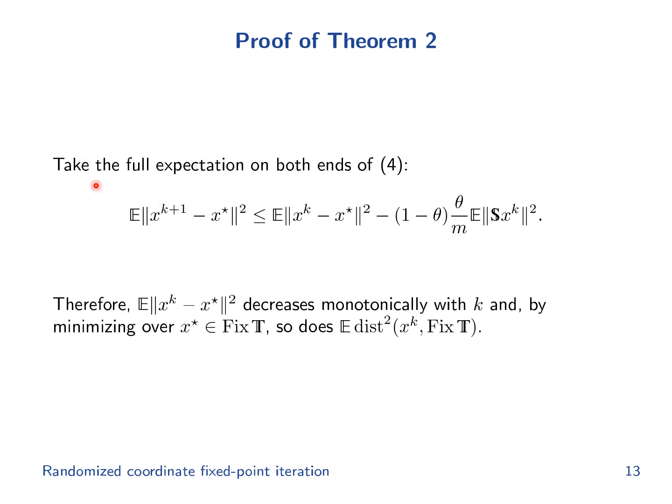But before we apply the supermartingale convergence theorem, we just take full expectation on both sides of 4 and get this quantity, and therefore this sequence is a non-negative monotonic non-increasing sequence, which means that the sequence must monotonically converge to a number, and this sequence must also, because x star is arbitrary, minimizing over x star, we're going to get the convergence of this sequence as well.